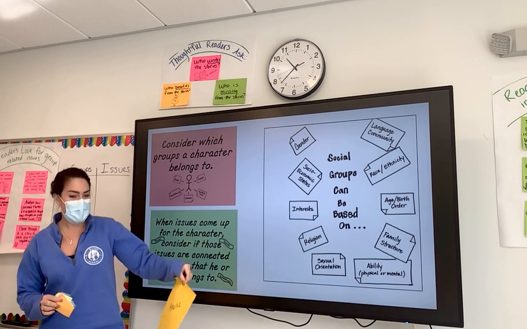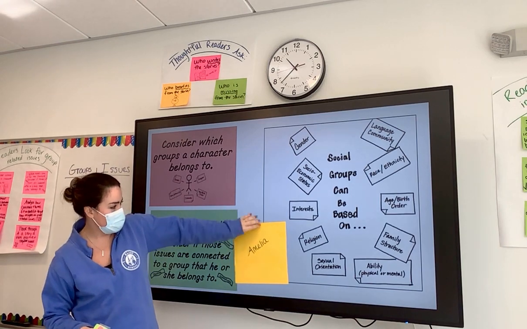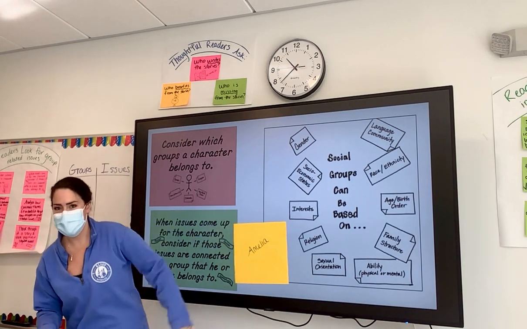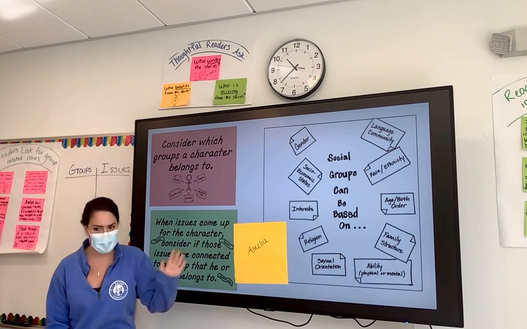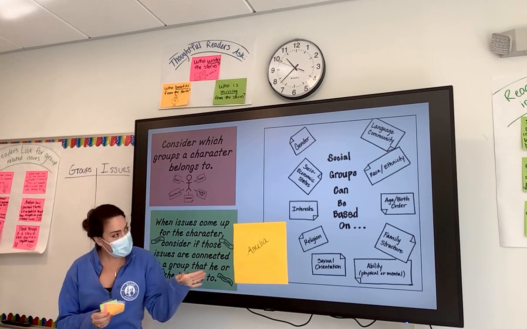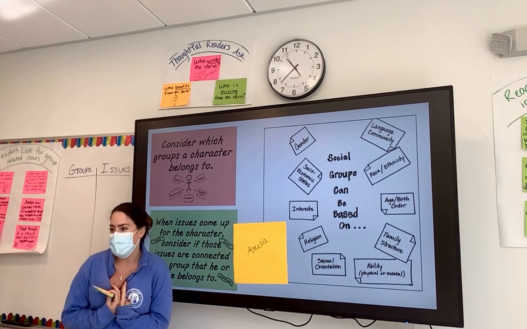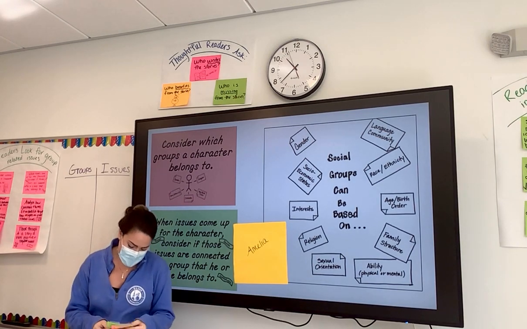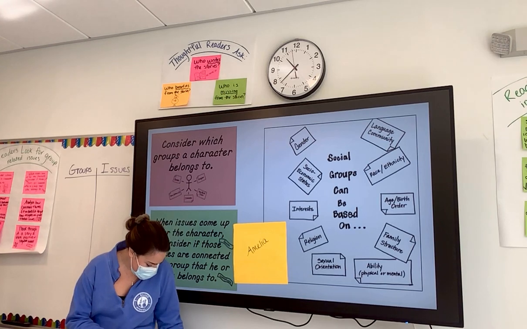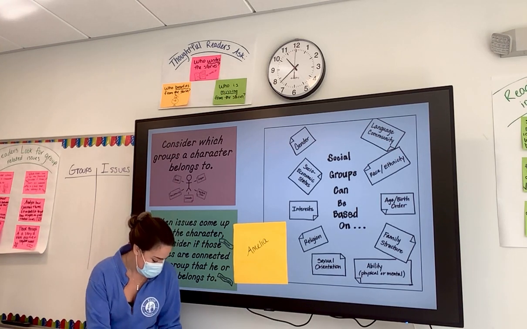So I started with just a very simple Post-it note with my name. You all call me Miss Afolayan, but everybody else in my life calls me Amelia, so I went with that. And then I thought through some of the different possible social groups to figure out which ones I'm a part of. So the first one that I thought of is maybe the most obvious.